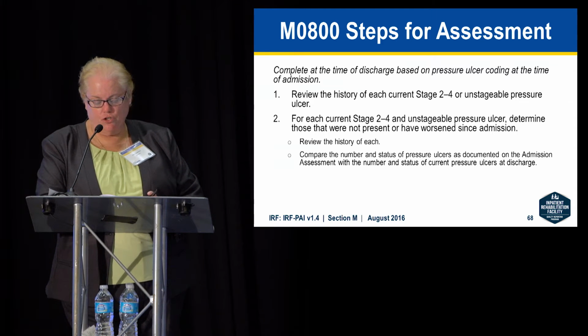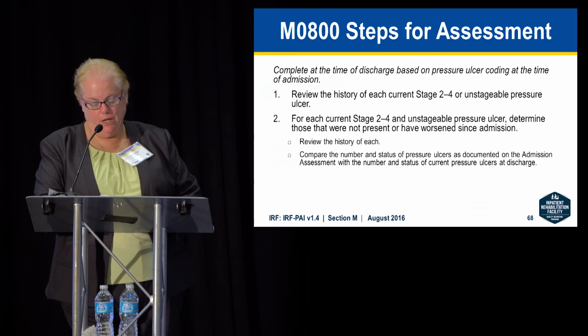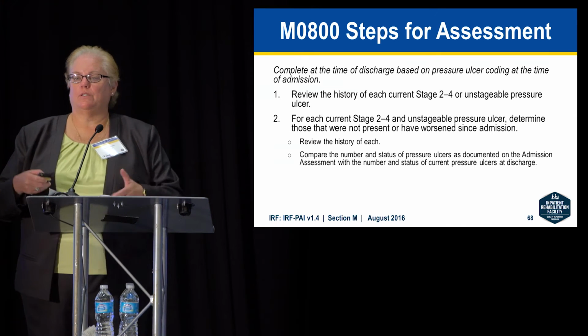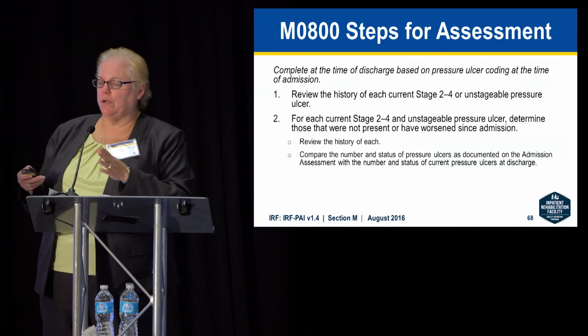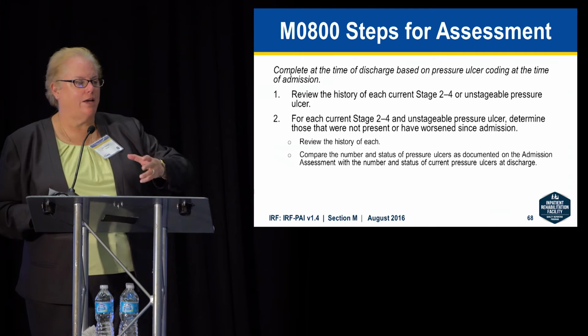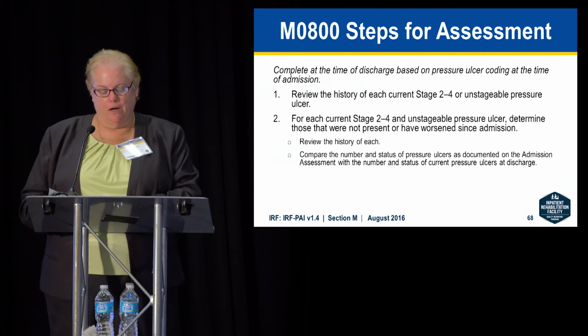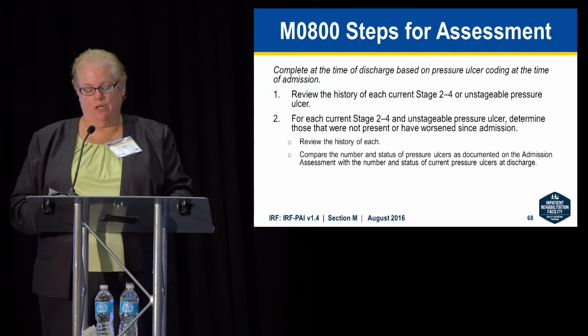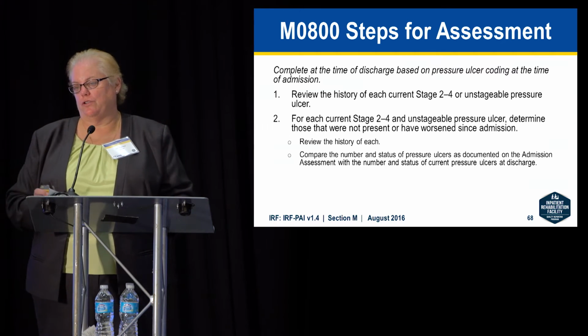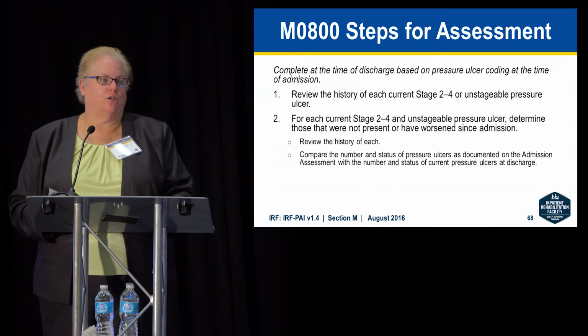For each current stage 2 through 4 and unstageable pressure ulcers, determine those that were not present or have worsened since admission. So review the history of each one of these and compare the number and status of pressure ulcers as documented on the admission assessment with the number and status of current pressure ulcers at discharge. So you start to see where these all build upon each other. So it's really important that whatever we assess on admission is accurate and clear, and we know that it is relevant for that particular patient, because then we're going to be coding it on discharge. Great opportunity for educating.